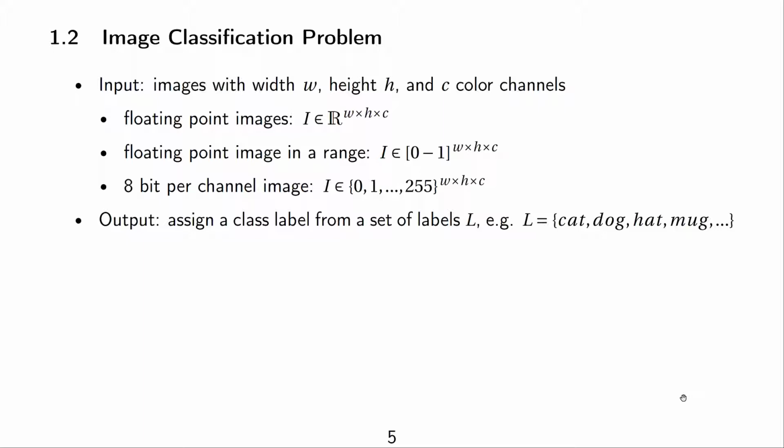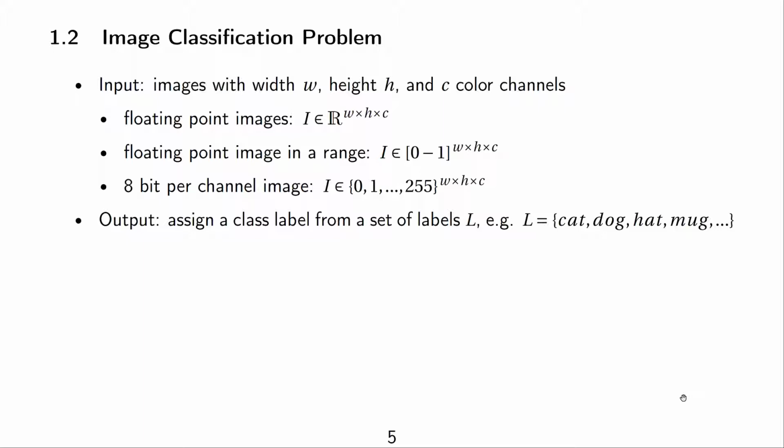Often, floating point images are given in a range where all values are between 0 and 1. So you could also say that I is an element of the interval 0 to 1 to the power of W cross H cross C. For other image formats, the individual values are often given as 8-bit integers, so 8 bits per channel. Then the image would be in {0, ..., 255} to the power of W cross H cross C.